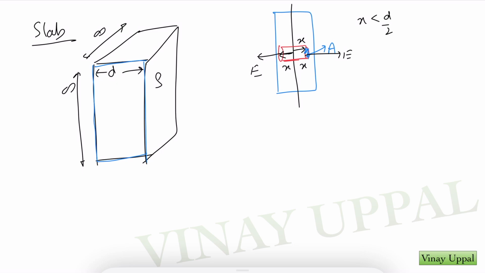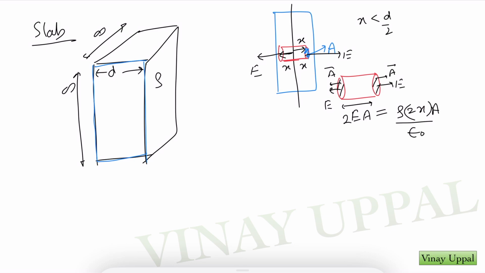So can I write my flux? It would be E times A, and the area vector is outwards at both ends, so multiplied by 2. There will be no flux through the curved surface because the electric field will be perpendicular to the curved surface area vector. This should be equal to the charge enclosed. So charge enclosed will be charge density multiplied by the total volume. So the length is 2x times area divided by epsilon naught. So my electric field inside the slab would be rho x by epsilon naught.